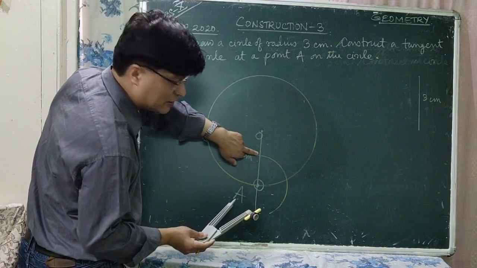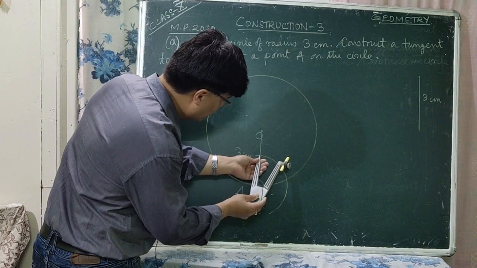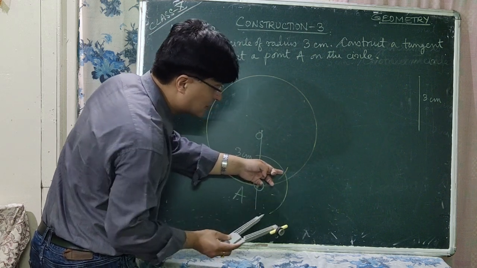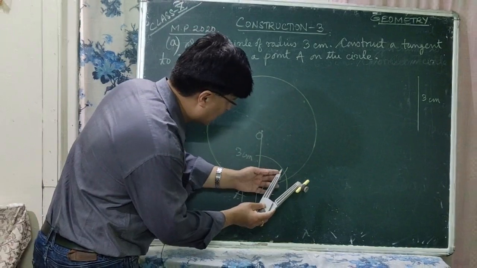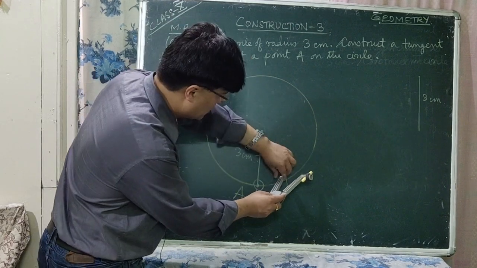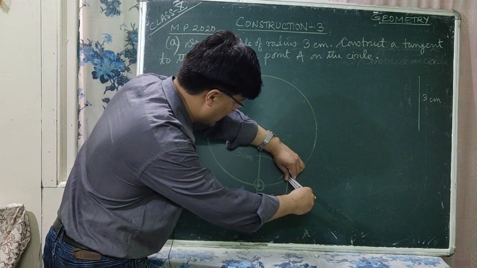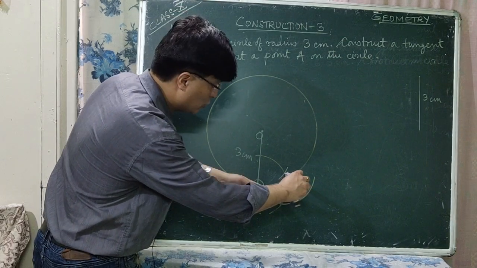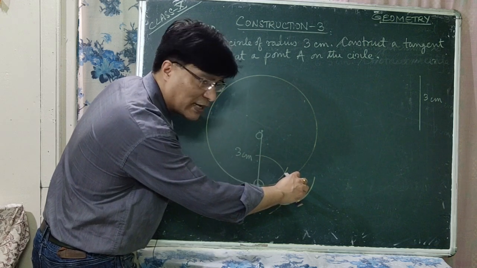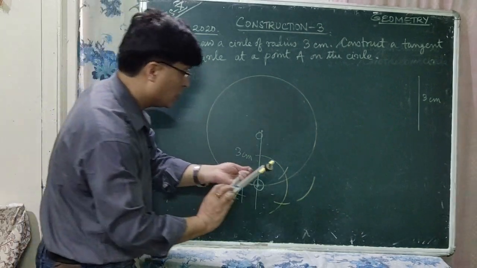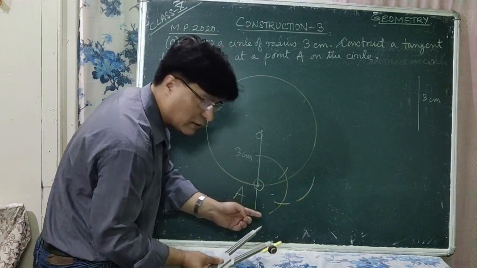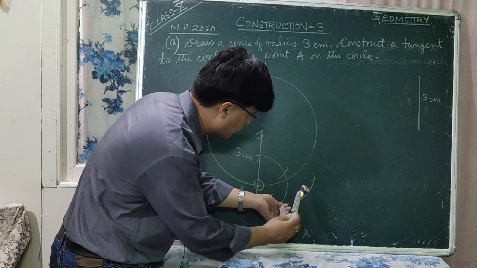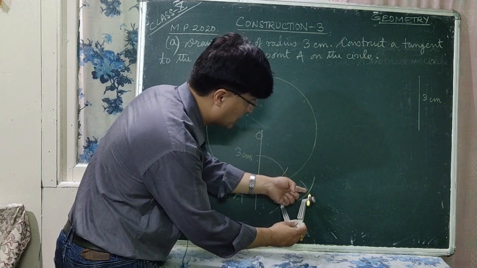So the arc is intersecting the radius at this point. Keep the pointed needle at this point and draw an arc here. Again this arc is intersecting the previous arc at this point, and keeping the pointed needle at this point, draw an arc here and here. You have to draw two arcs, so this second arc must intersect the previous arc. Now you can't change this arc again. Without changing it, keep the pointed needle of the compass at this point again, and draw the arc so that it will intersect the previous arc at this point.